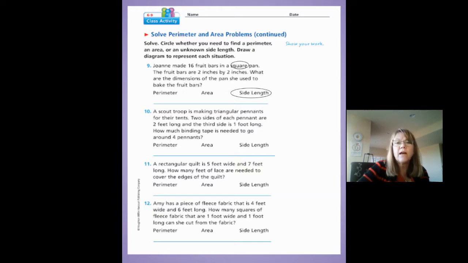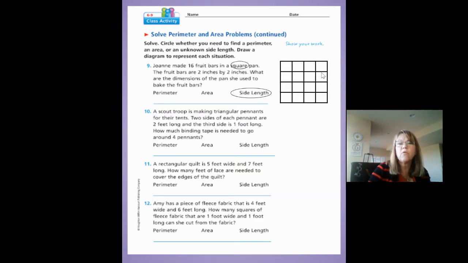Well, first of all, we need to find the side length. If I draw a 4 by 4 pan, a 4 bar by 4 bar pan, that's 16 bars because our first row is 4, 8, 12, 16. So we know that 4 times 4 is 16. And so the area is going to be 16 bars in this case.